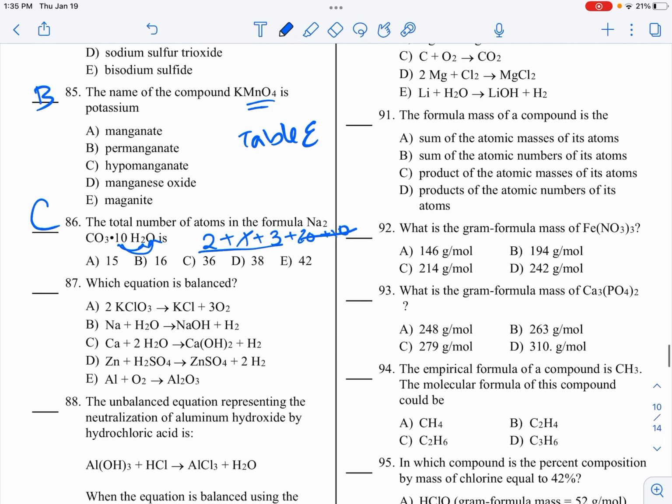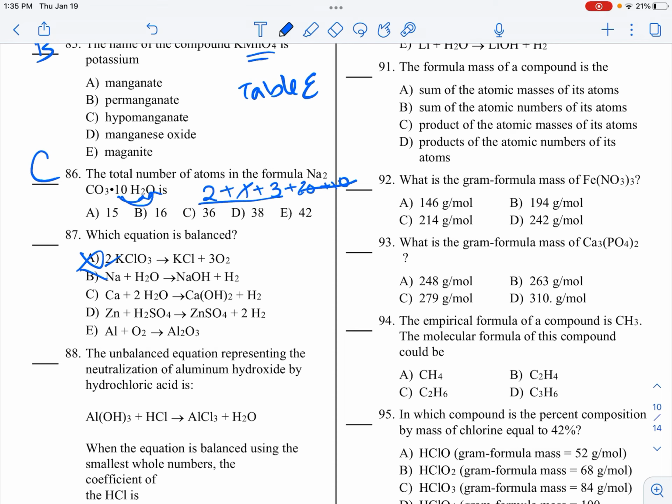Which equation is balanced? Meaning you have to count all the atoms on both sides and make sure they are equal. So 2 K is 1 K. No, that's not it. 1 Na, 1 Na. 2 H's, 3 H's. Nope. 1 Ca, 1 Ca. 4 H's, 4 H's. 2 O's, 2 O's. This is probably it. 1 zinc, 1 zinc. Okay, that's not it. And then that's not it.